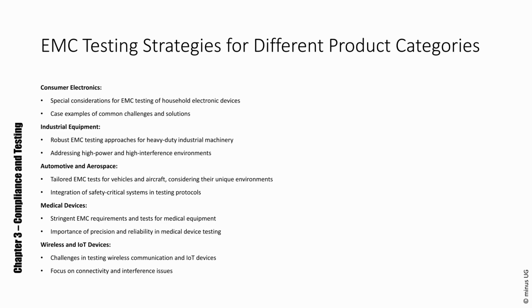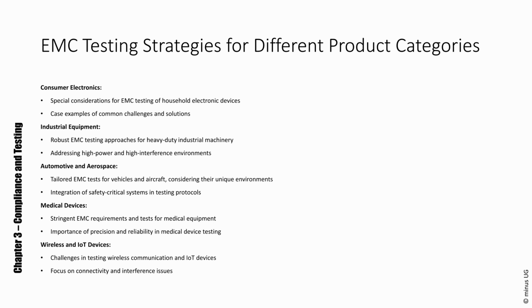EMC testing strategies for different product categories. The provided image outlines a structured approach to EMC testing across various sectors, each with its unique set of considerations. Consumer electronics. For household electronic devices, EMC testing must take into account the diverse range of frequencies and power levels used by these devices. The testing aims to ensure that devices such as televisions, radios, and kitchen appliances do not interfere with each other or with other residential technology.